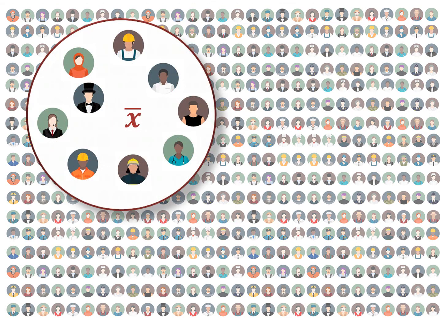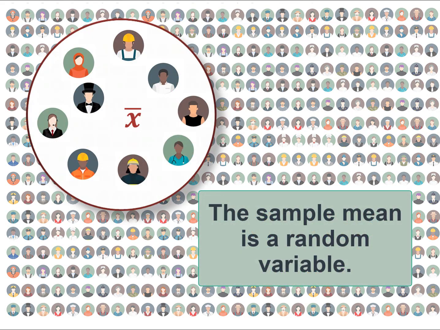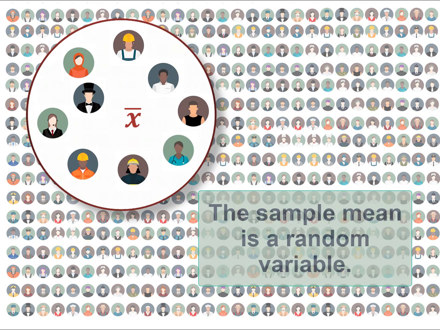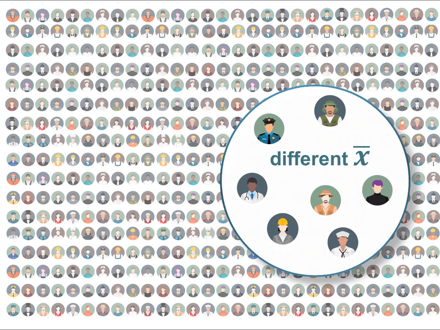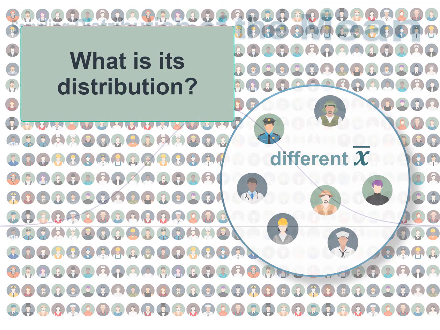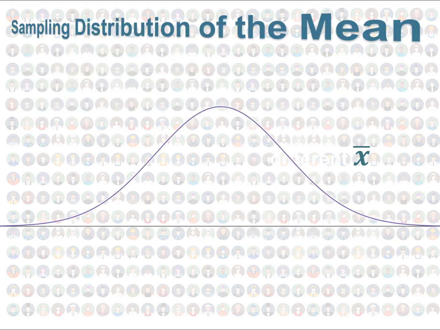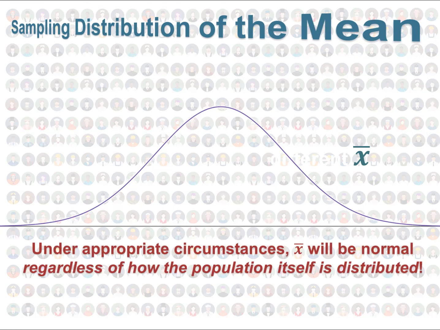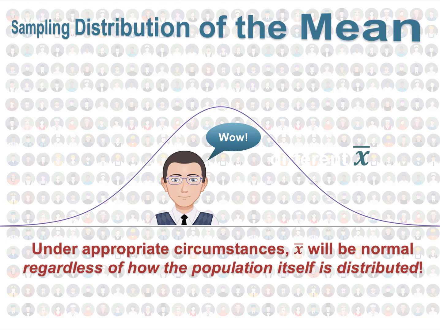When we take a sample from the population, the mean of the sample, x bar, is a random variable because its value depends on the sample that's taken. So, if we know that x bar is a random variable, what is its distribution? The distribution of x bar is called the sampling distribution of the mean. What we'll find is that the sampling distribution of the mean will, under appropriate circumstances, be normal, regardless of how the population itself is distributed. This is a pretty remarkable fact, and it is the basis of much of statistics.